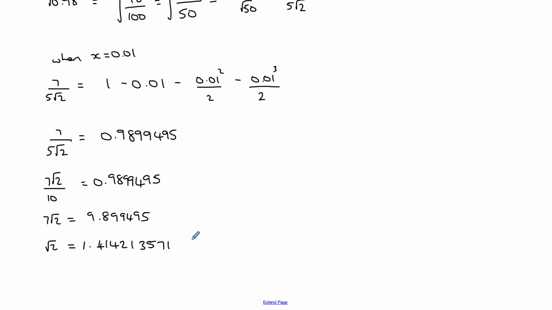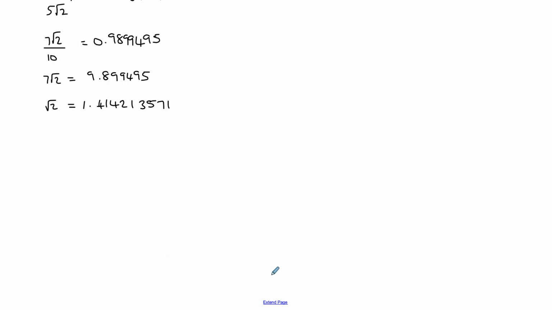Root 2 is 1.41421335. So the 5's right. 62. So it isn't a bad approximation. It's a very, very good approximation. It's right up to here. And in fact, even that one rounds correctly. So that's pretty impressive.